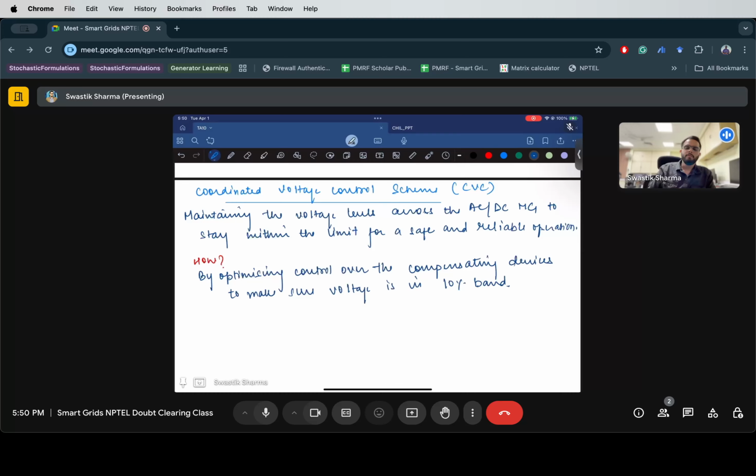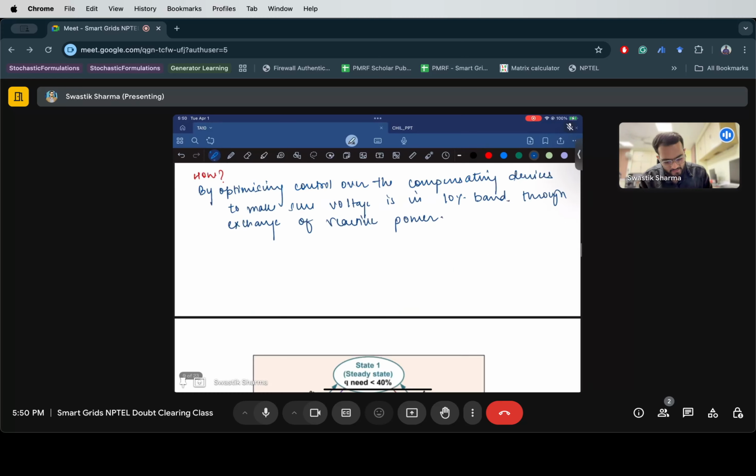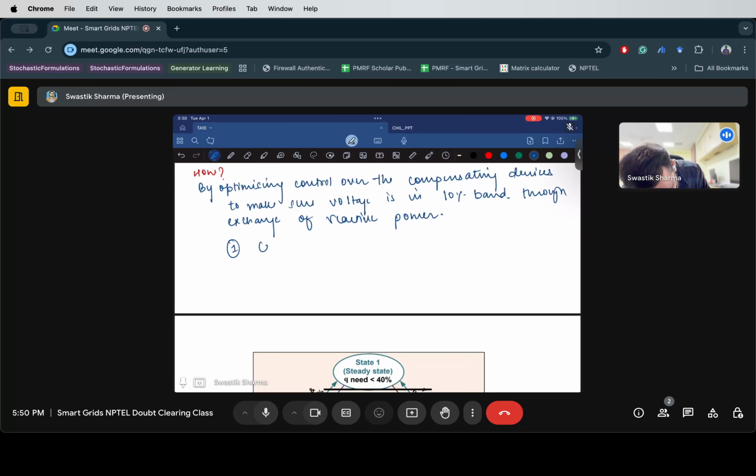And how they do it is through exchange of reactive power. We all know reactive power produces change over voltage. So these schemes are of two types. It's either a centralized scheme, or we can have a decentralized scheme.